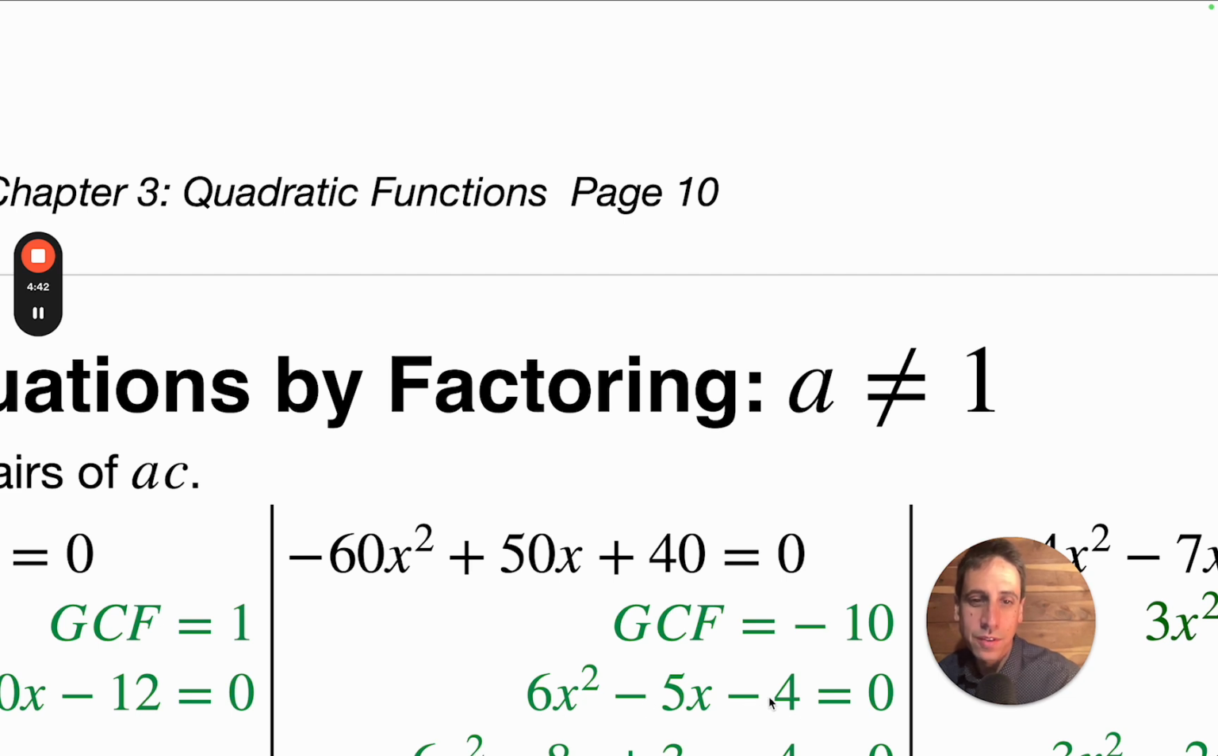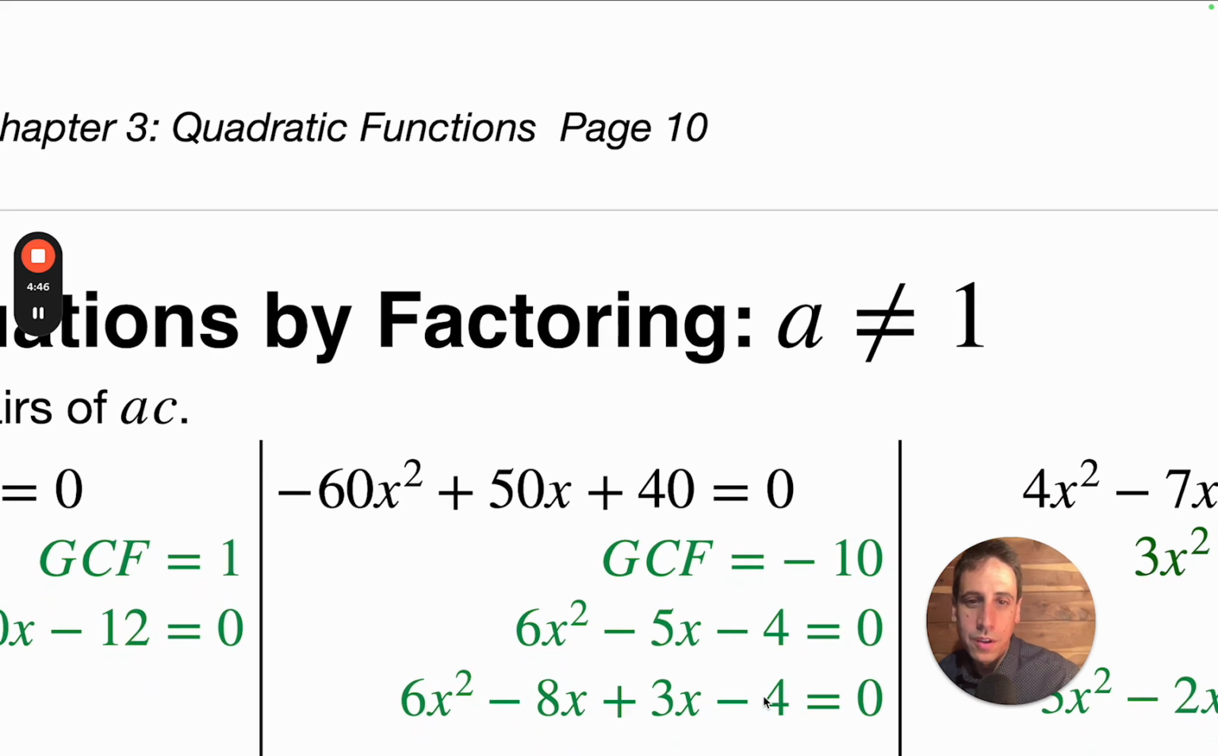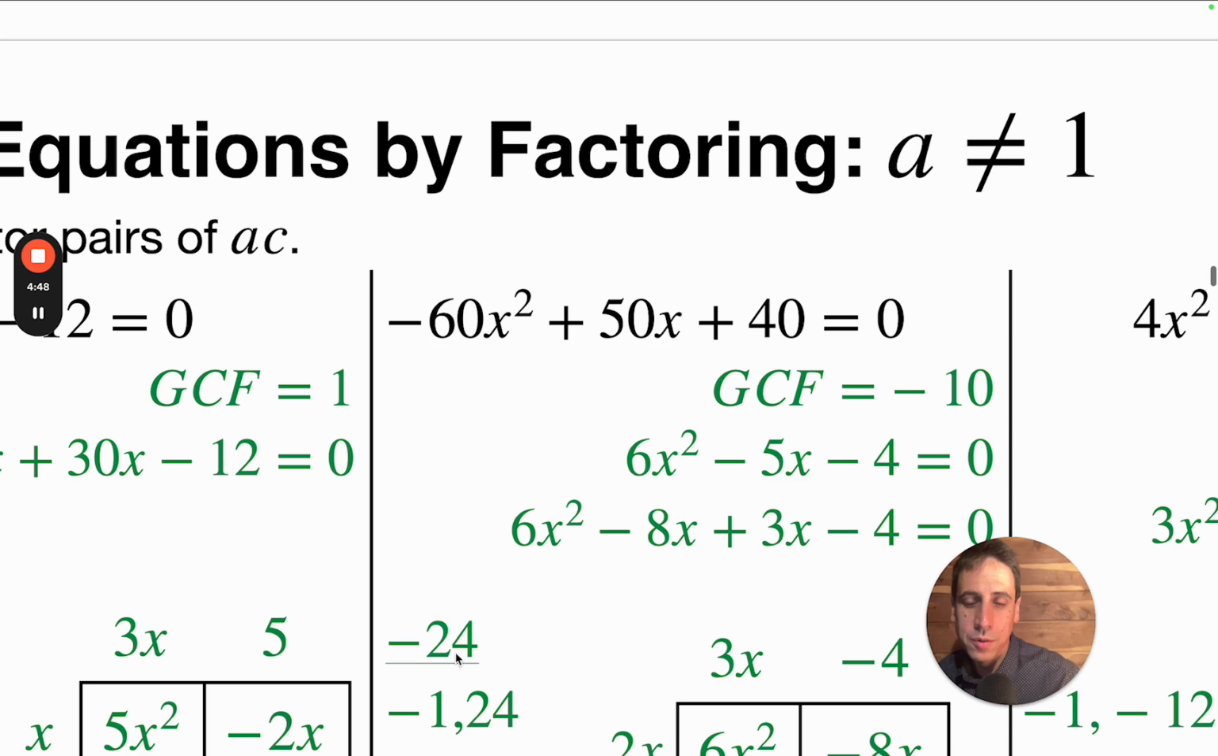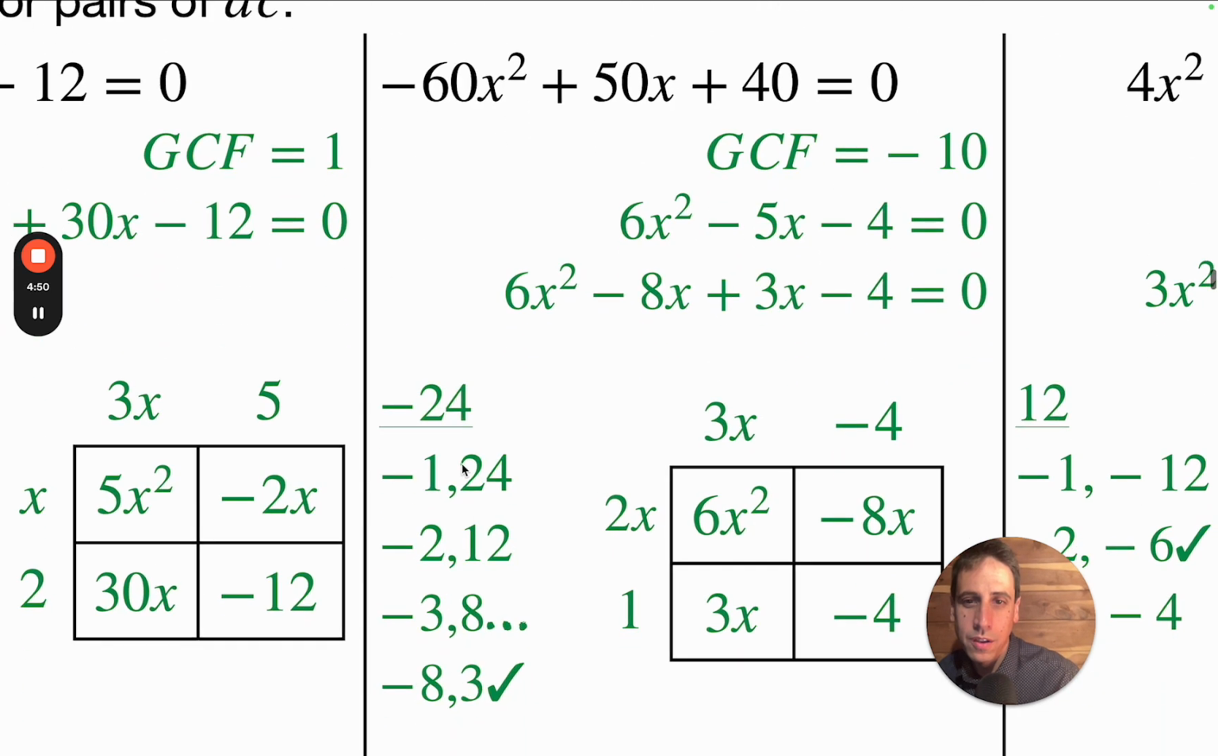Great, the AC value, 6 times negative 4, is negative 24. And what are the factor pairs of negative 24? Here they are. There's a whole lot of them.